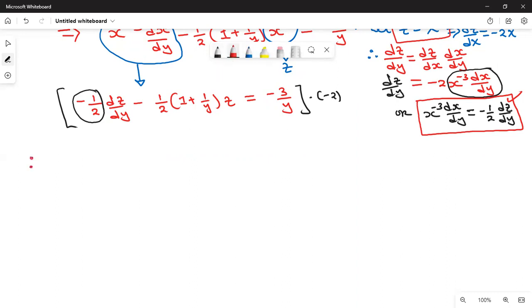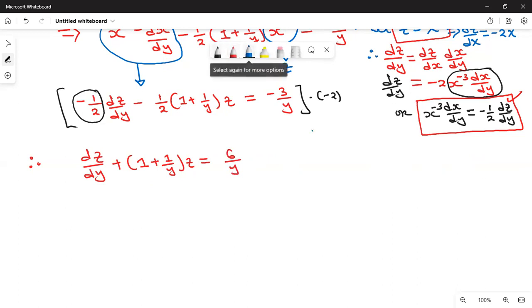So therefore, dz/dy plus (1 plus 1/y) times z is equals to 6/y. Now this equation is linear in the new dependent variable z.